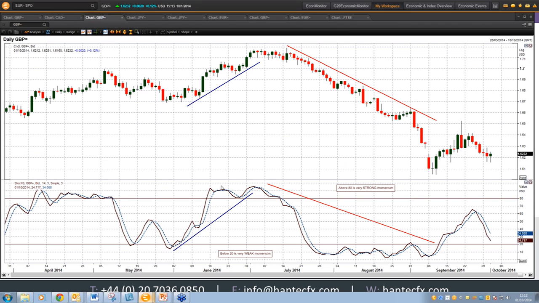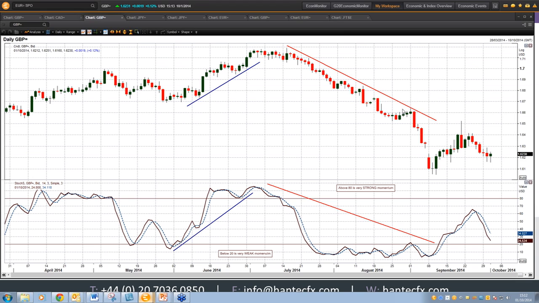Stochastics above 80 suggests that the momentum remains very bullish, very positive, and then when they start to cross back below 80, that's a signal, and that's when you start to get a reversal of that momentum, and you start to get bearish momentum. So the stochastics then start to go with the downside, and your momentum turns negative, very negative below 20.